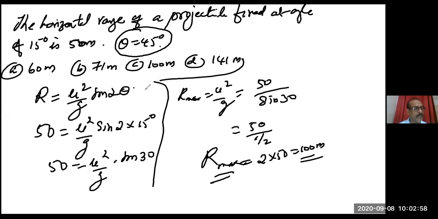Same type of problem we did in the notebook. You remember a bullet can be fired, 3√2 kilometer, 3 kilometer, at an angle 60, then 5 kilometer can be hit. Like that, one question is there.